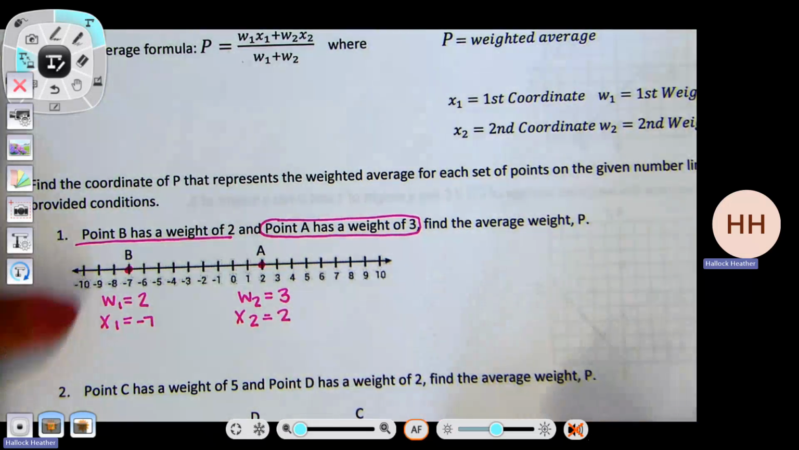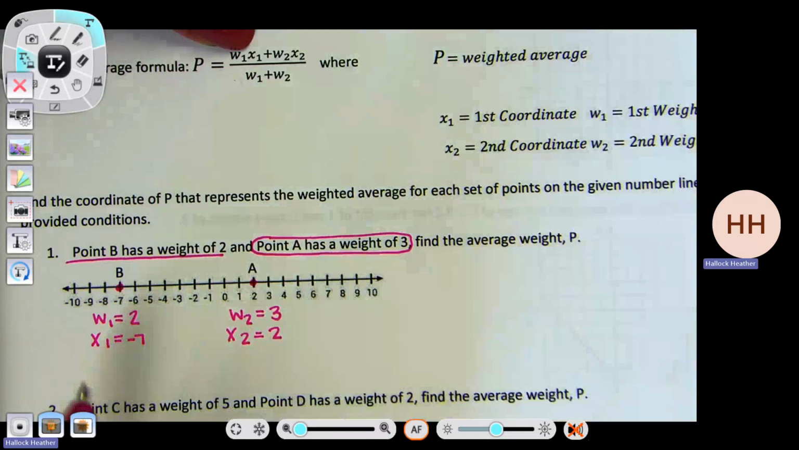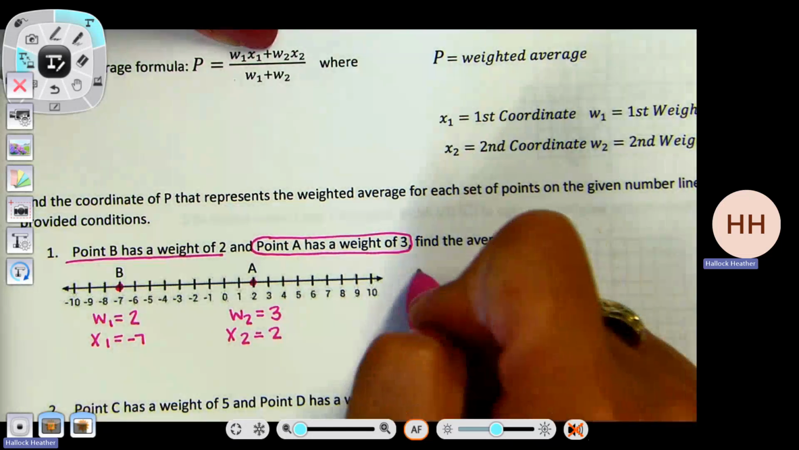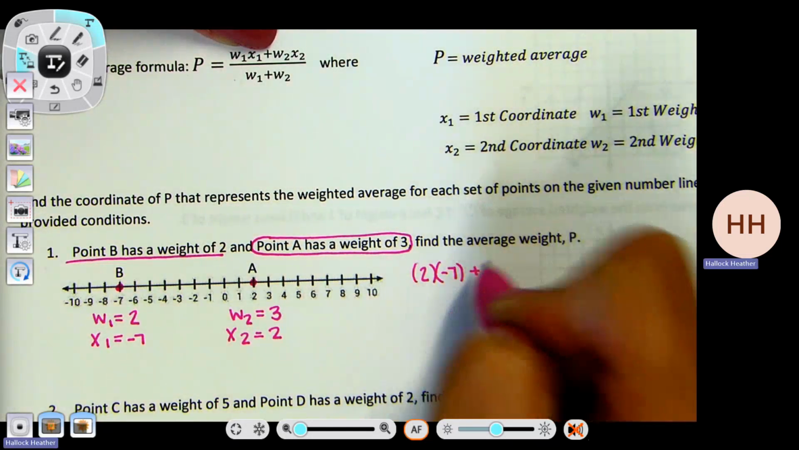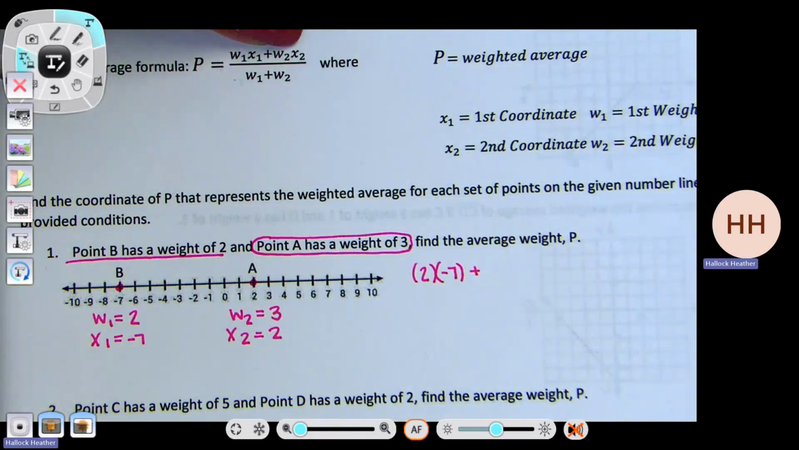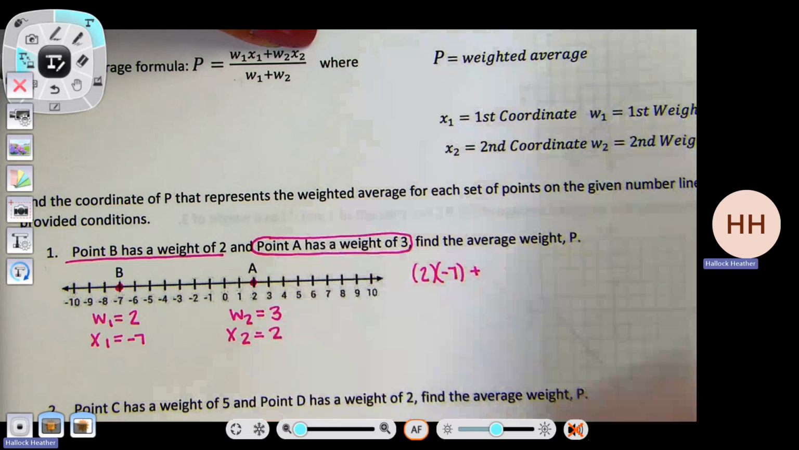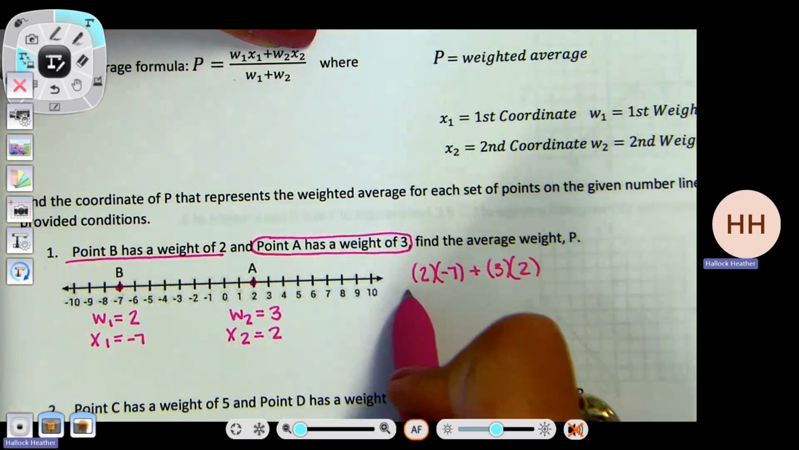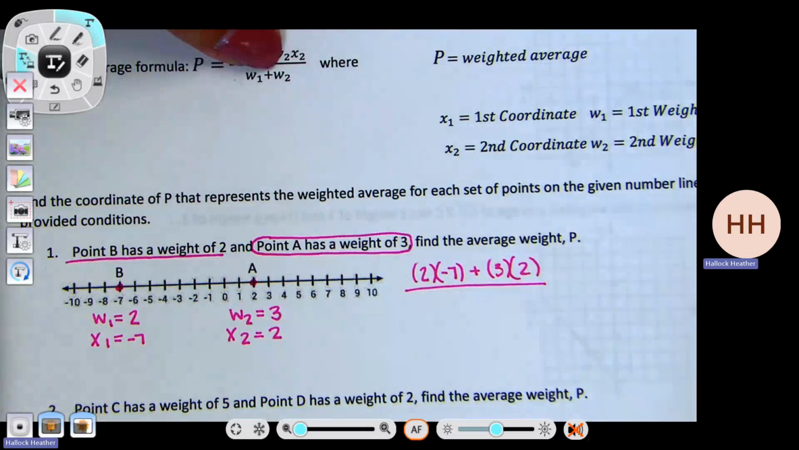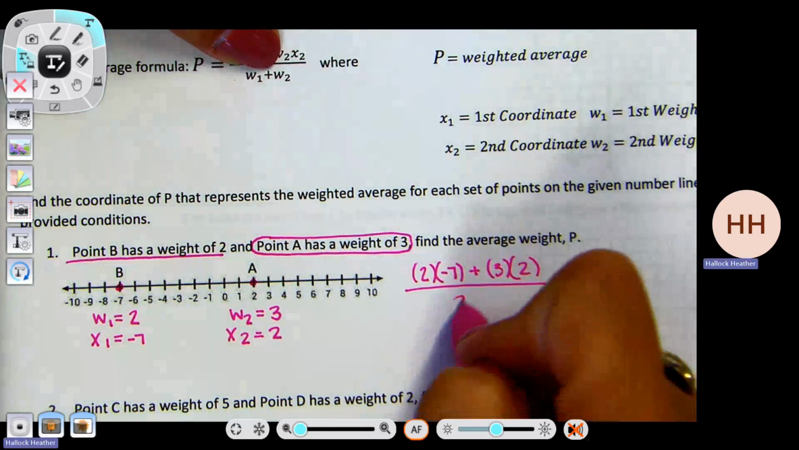So I'm going to plug it into my formula. The first thing in my formula is weight 1, which is 2, and I'm multiplying because they're right next to each other. I'm multiplying by where it is at. So I'm doing 2 times -7. And I'm adding weight 2 times where it is at. So I'm using my weight and I'm multiplying by its location. So I'm doing 3 times 2. And then I'm dividing by the weights added together. So what two numbers am I adding together in the denominator? 2 and 3.